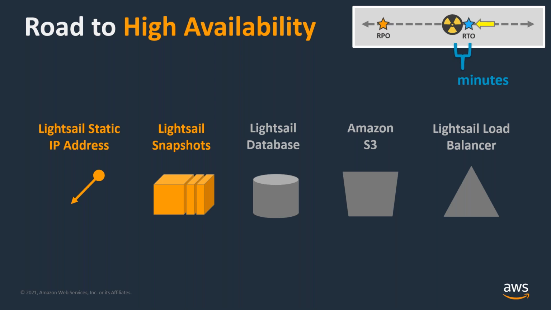With Lightsail Snapshots, we can recover our system from a point in time over the last 7 days. That reduced our RTO down to minutes, and helped us define what our RPO was. Now it's 24 hours. So at the most, given a system outage for our WordPress instance, we might possibly lose 24 hours' worth of data.